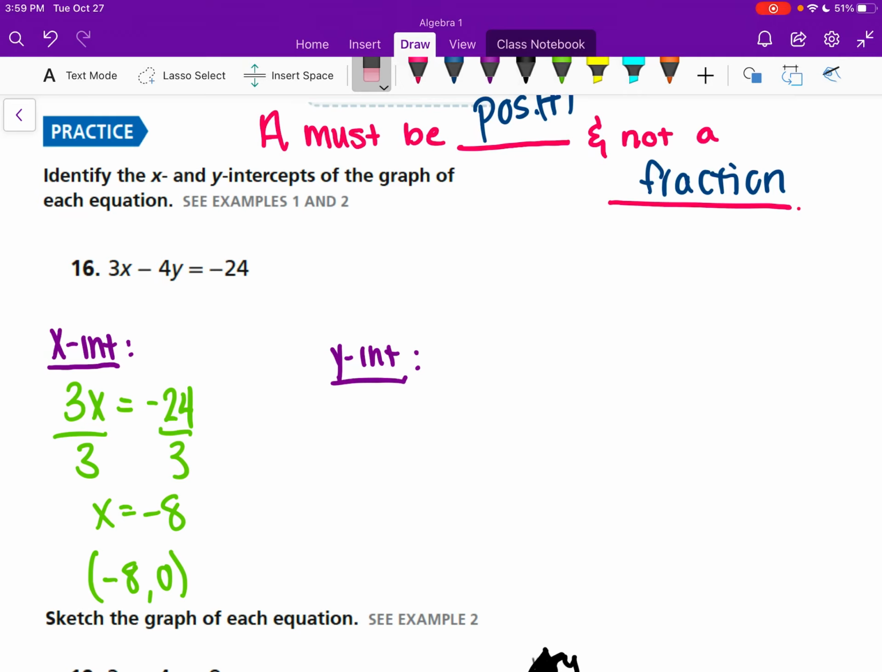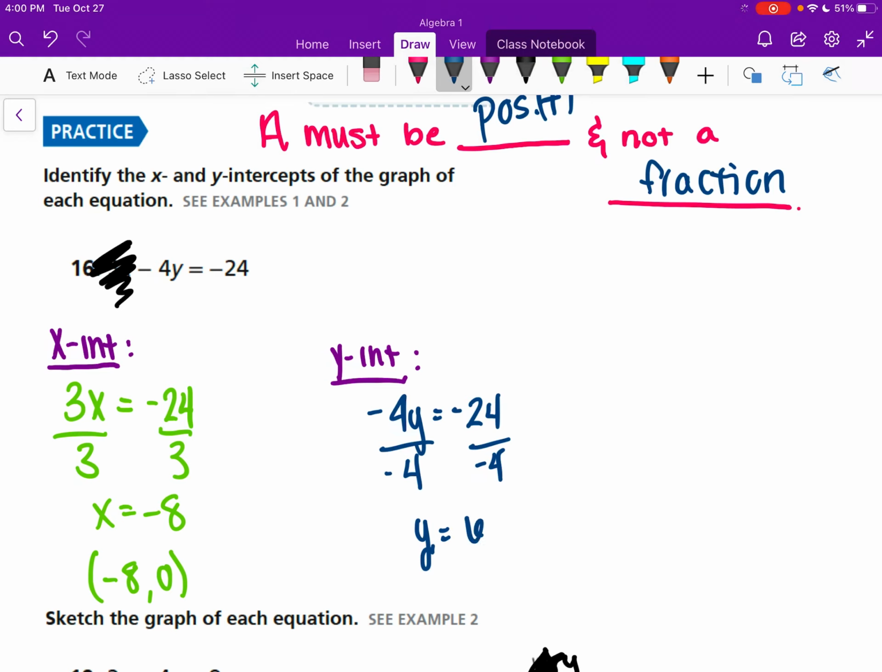Now, to find the x-intercept, guess what? I mean the y-intercept. We pretend the x doesn't exist. And if we do that, we end up with negative 4y equals negative 24. Divide by negative 4. And you have negative 24 divided by negative 4. And that leaves you with a positive 6. So if I were to write that as an ordered pair, that was when x was 0. We pretended it wasn't there. And y was positive 6. And that's how you can quickly find your x and your y intercept.